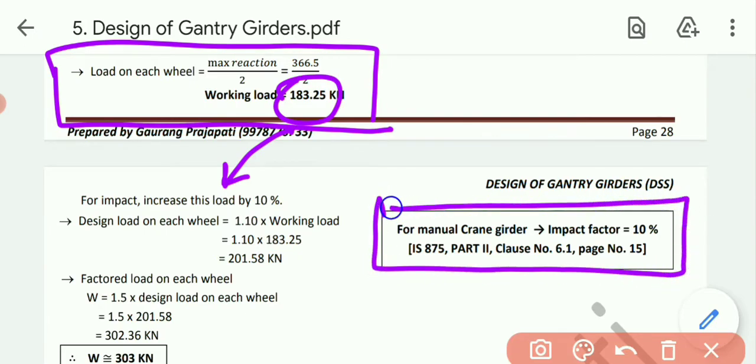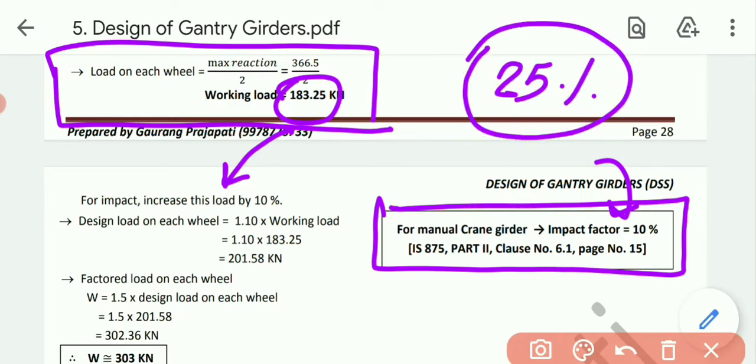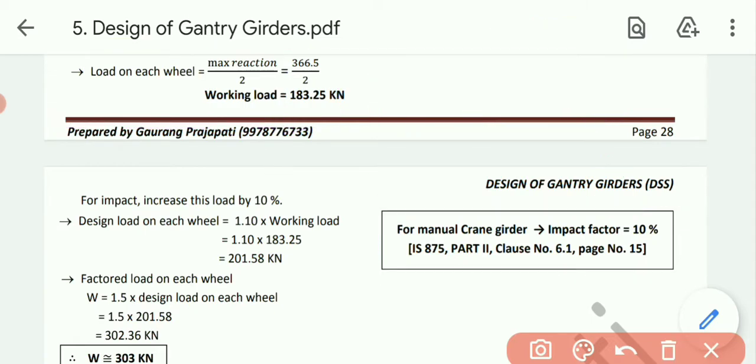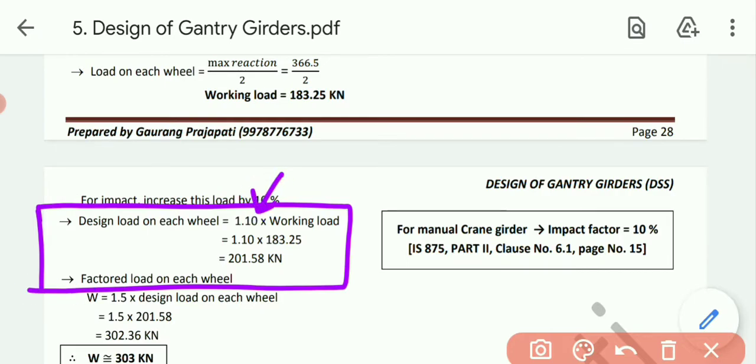For the manual crane girder, impact load is taken as 20%, while in the previous design for the EOT crane girder we were taking it as 25%. So that's the first change compared to the previous one. So the design load on each wheel equals, increase it by 10%, so multiply 1.10 into 183.25. Our answer will be 201.58 kilonewton.